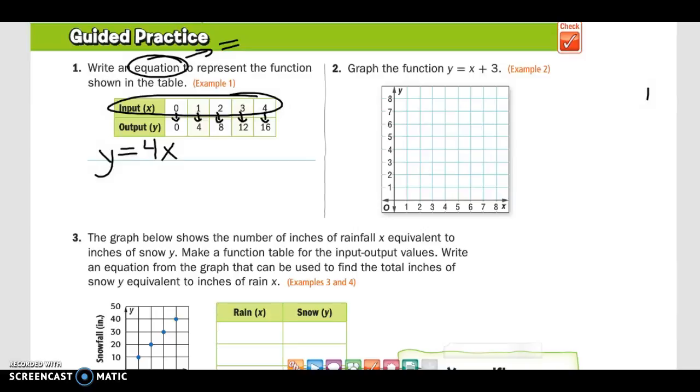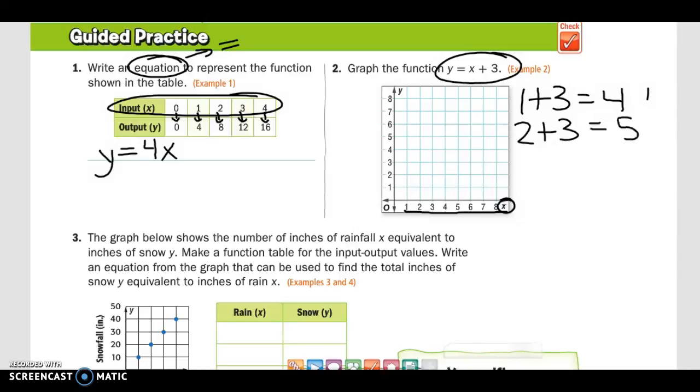Now we're going to graph the function. So we have y equals x plus 3. All we're going to do is take the numbers down here, which are the x numbers, and plug them in for x. So I have 1 plus 3 is 4. 2 plus 3 equals 5. 3 plus 3 equals 6. 4 plus 3 equals 7. And 5 plus 3 equals 8.